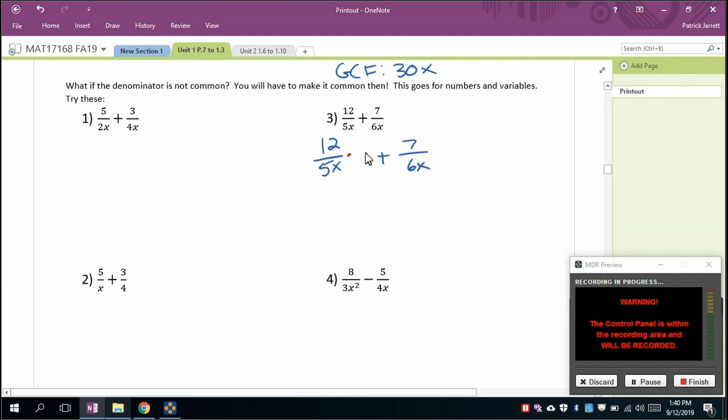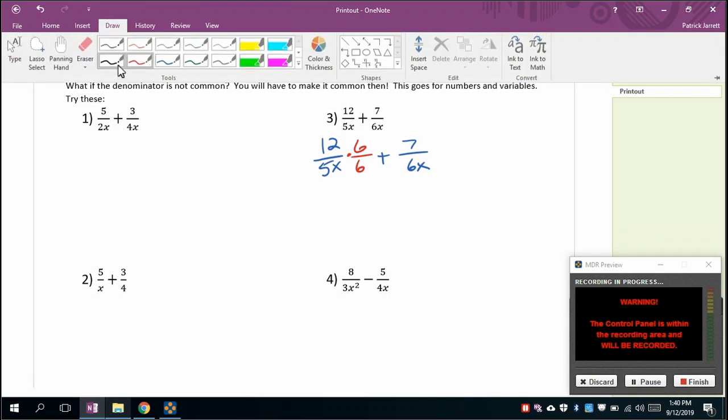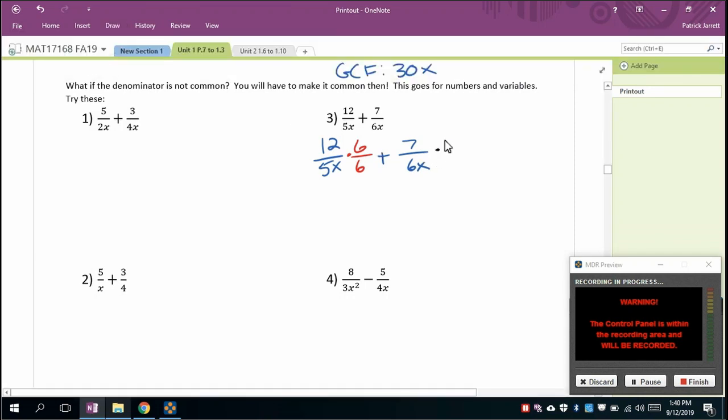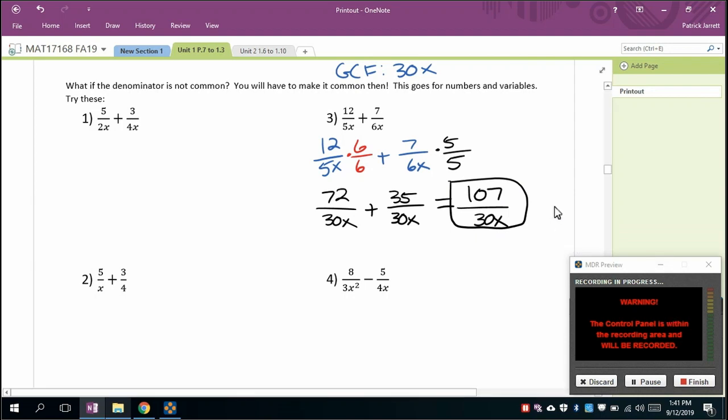So what do I need to multiply the numerator and denominator of this one by to make that 30x? Just 6. And what should I multiply the numerator and denominator by to get this? Just 5. So 12 times 6 is 78. No, 72 rather. That was my mistake. 72 over 30x plus 35 over 30x. Now, some people will simplify these fractions, but it'll just take you right back to where you started. 72 and 35 is 107 over 30x. And that's how that works.